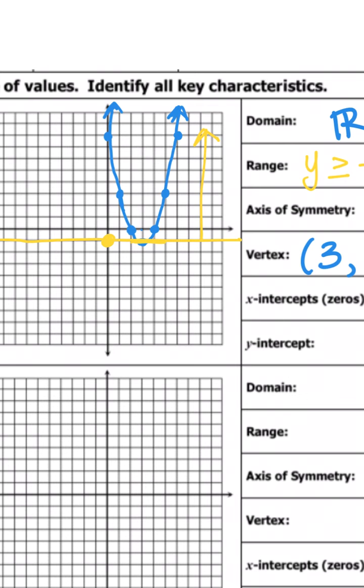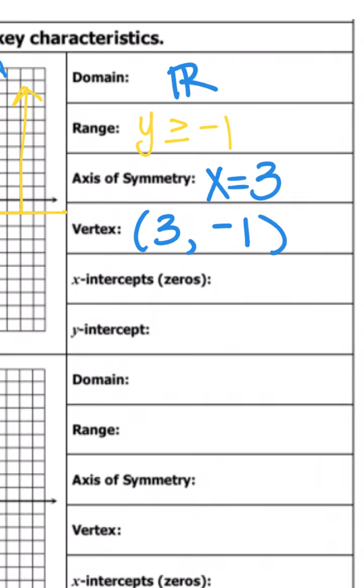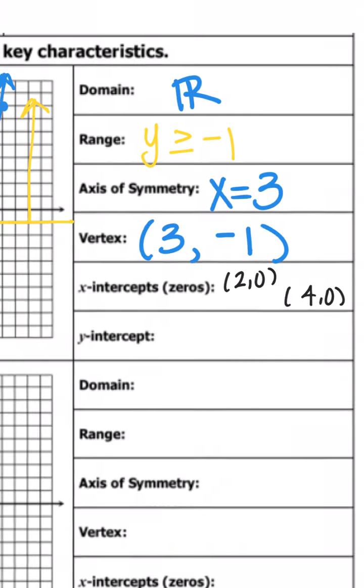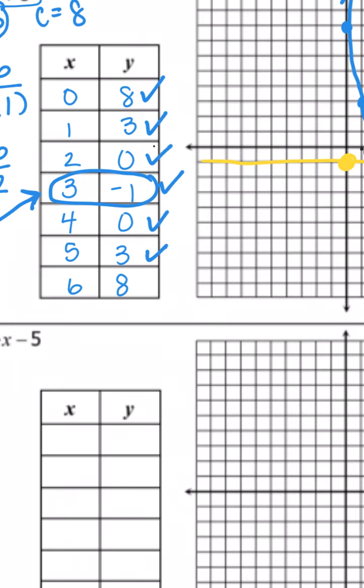Your x-intercepts, or your zeros, is where it crosses the x-axis, so here and here. So it crossed it at 2 and 4, right? So I would write that 2, 0, and 4, 0. So you could have seen that on your table. Wherever y is 0, these will always be your x-intercepts. So you could always have just used your table.